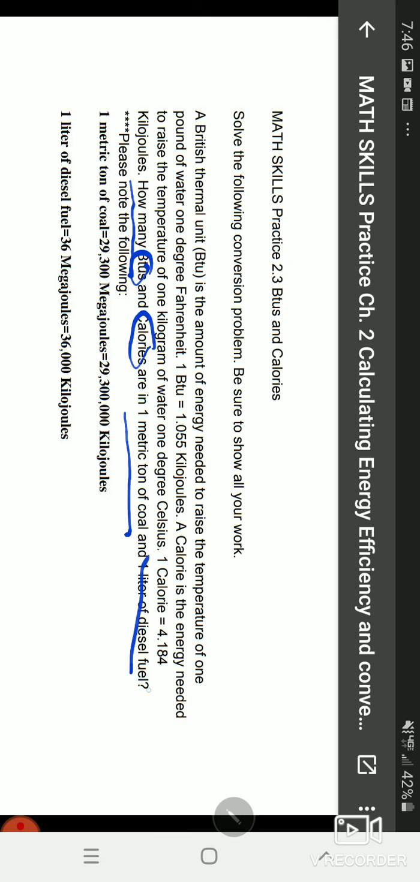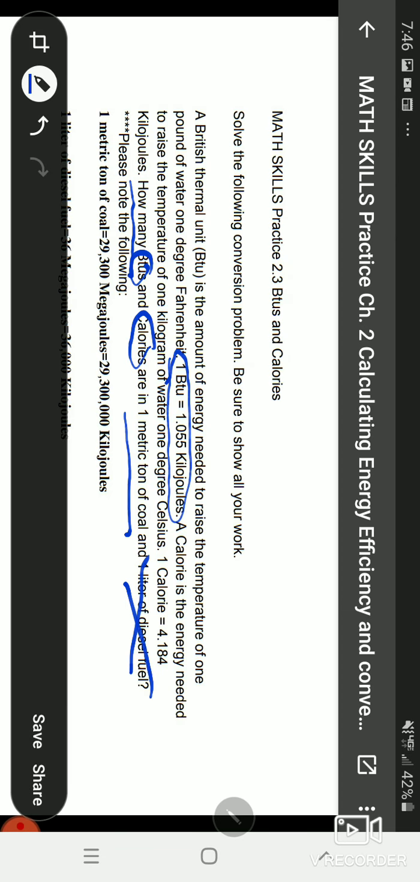Again, I'm going to ignore this one. You guys can do that one on your own. So I'm looking to change 1 metric ton of coal to BTUs and calories. In order to do that, I need to know this conversion: 1 BTU equals 1.055 kilojoules. And I need to know this conversion right here.